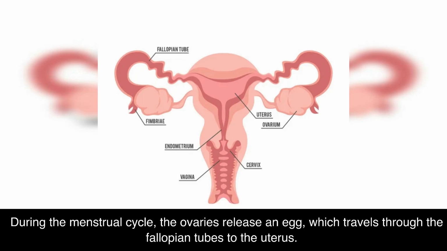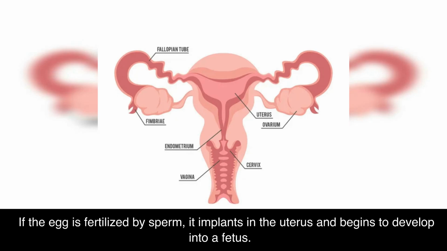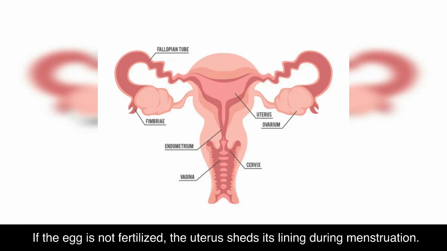During the menstrual cycle, the ovaries release an egg, which travels through the fallopian tubes to the uterus. If the egg is fertilized by sperm, it implants in the uterus and begins to develop into a fetus. If the egg is not fertilized, the uterus sheds its lining during menstruation.